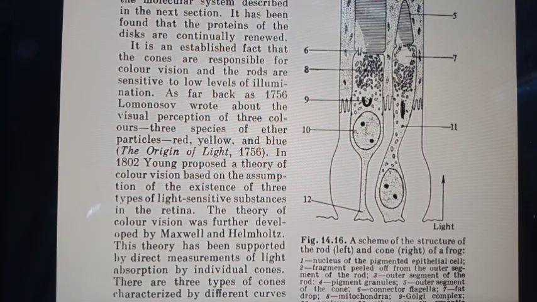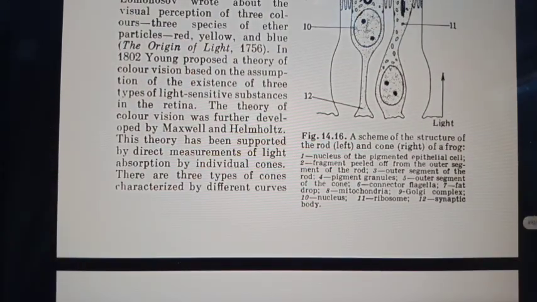In 1802, Young proposed a theory of color vision based on the assumption of the existence of three types of light sensitive substance in the retina. The theory of color vision was further developed by Maxwell and Helmholtz. This theory has been supported by direct measurement of light absorbed by individual cones.